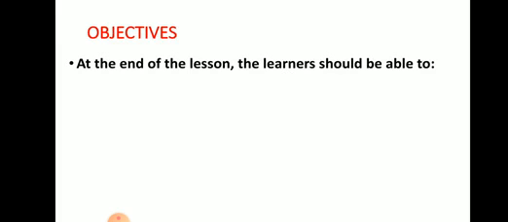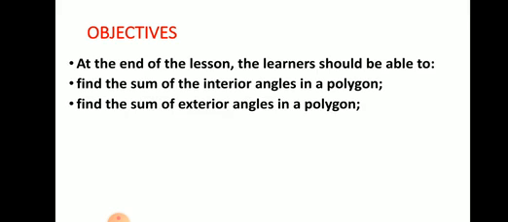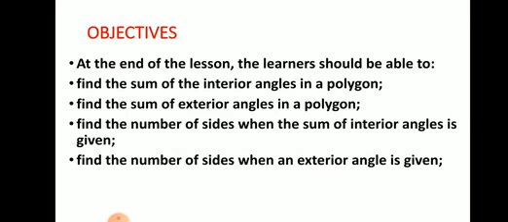So what are we expected to know in this lesson? The objectives at the end of the lesson, the learners should be able to find the sum of the interior angles in a polygon. You must be able to find the sum of exterior angles in a polygon. You must be able to find the number of sides when the sum of interior angles is given. When the sum is already given, you must be able to tell us the number of sides. You must be able to find the number of sides when an exterior angle is given. When one exterior angle is given, they may ask you to look for the number of sides of the polygon.